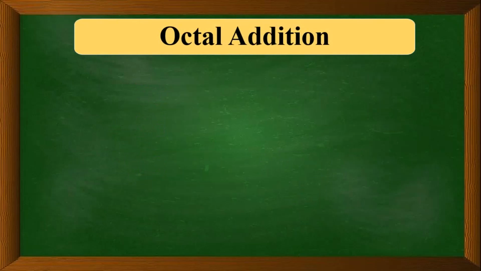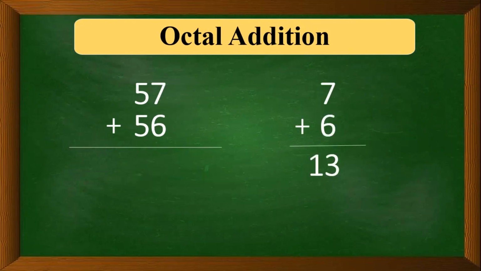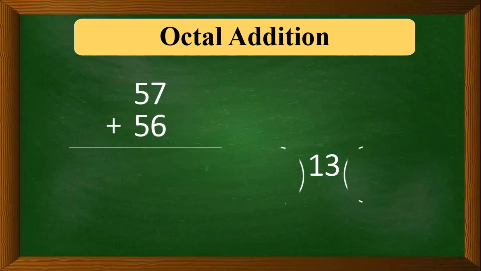Now the octal addition. Again the same numbers 57 and 56, but these numbers are octal numbers. In the first step, 7 plus 6 is equal to 13. Again the result has 2 digits. So we have to divide 13 by base 8. Here base is 8 because this is an octal number. After division, we get remainder as 5. So we will place 5 in the result and quotient 1 will be the carry for the next stage.